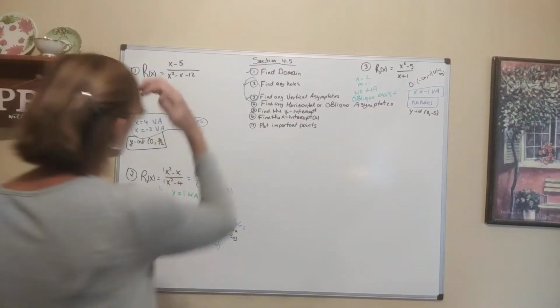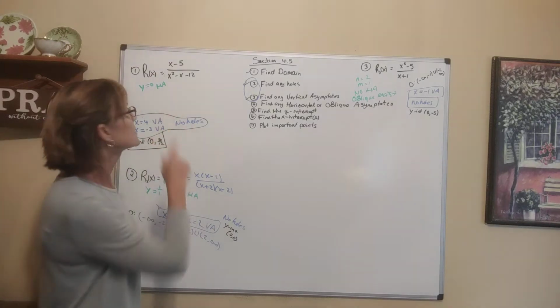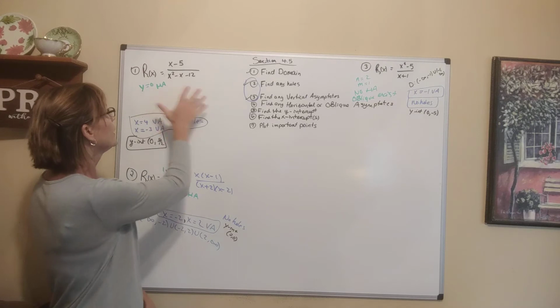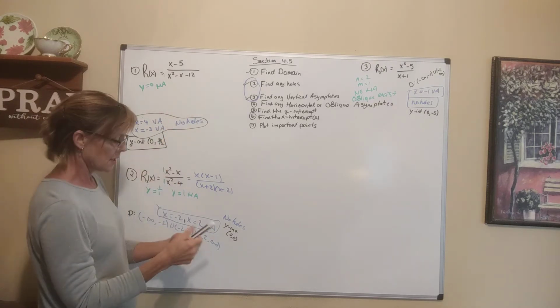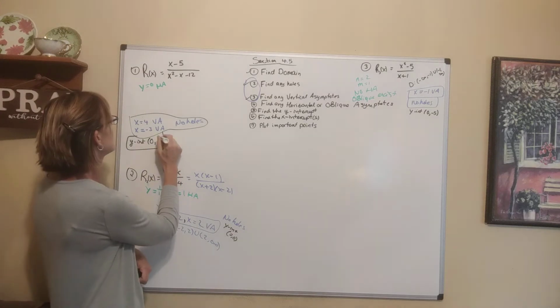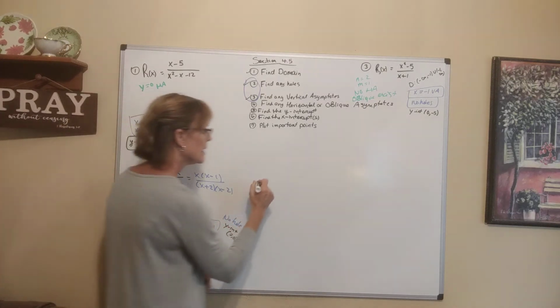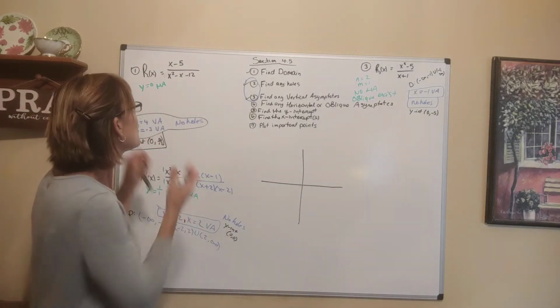Okay, finally we're ready to graph these guys. Number one, let's graph R of x is x minus 5 over x squared minus x minus 12. We did all the work. We said, oh, vertical asymptotes, y-intercept, and we said that the horizontal asymptote is y equals 0. So here is, draw yourself an xy and label what you can.